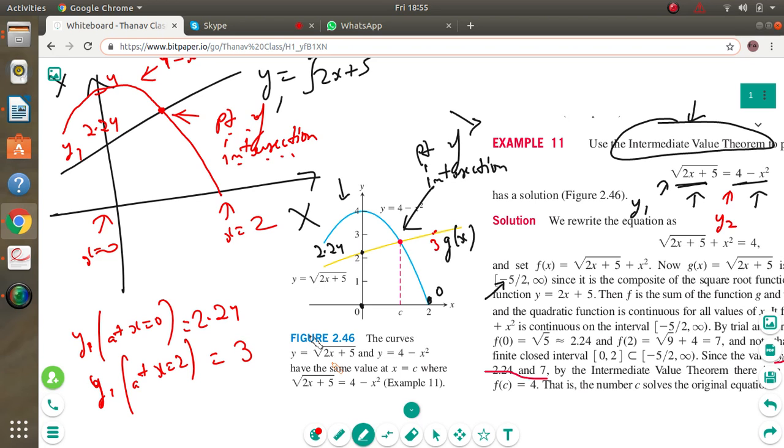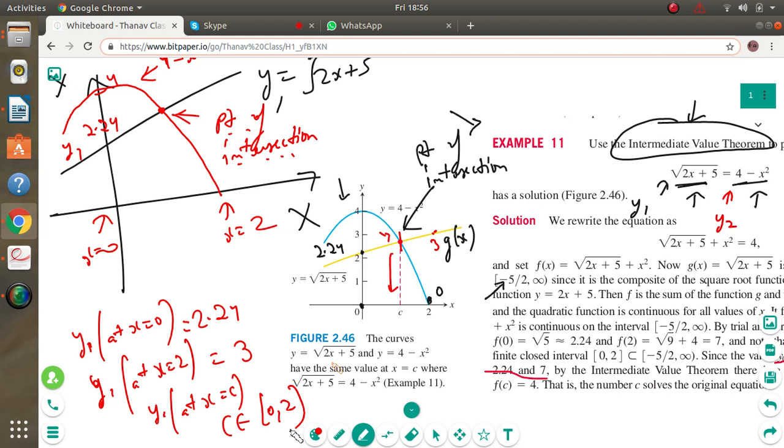Now between 2.24 and 3, between y1 at x equal to 0 and y1 at x equal to 2, we have one point of intersection. Are you getting the point? Yes. We can take it as y1 at x equal to c. And from the graph, it is very clear this c is lying between 0 and 2. So hence it is proved that the intermediate value theorem is verified in this graph.